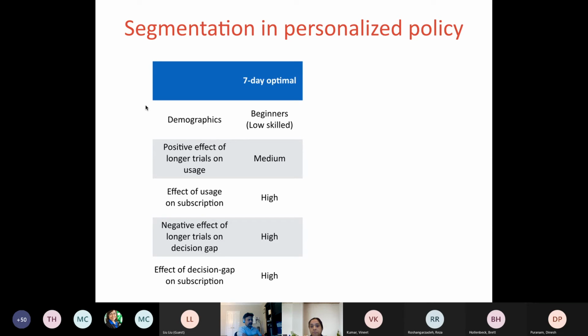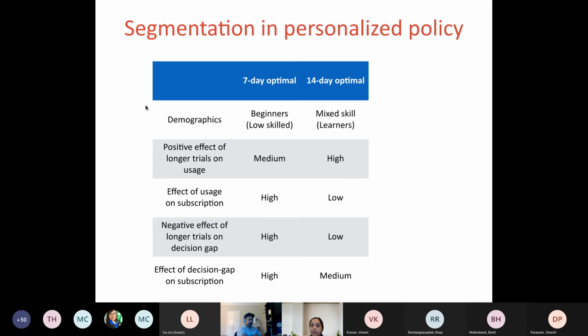So yes, they end up using it a bit more, but there's such a huge negative effect of this gap in usage that it's optimal to give them 7-day trials.